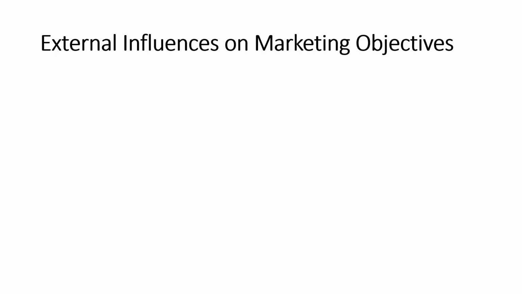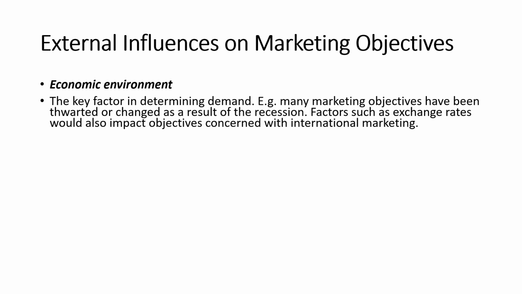So let's have a look at some external influences on the marketing objectives. Some external influences can also be the PESTLE analysis, which is the political, economic, social factors, for example. The first one we'll look at is the economic environment. The key factor in determining demand. Many marketing objectives have been changed as a result of the recession and even COVID-19. It has a huge impact on businesses, and businesses need to change the way they operate. They need to change their strategies in order to meet the market demand and to ensure that people have enough disposable income for their products.